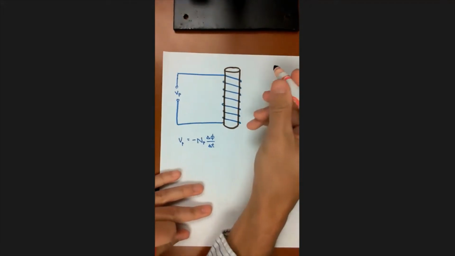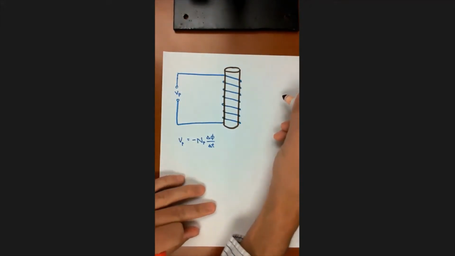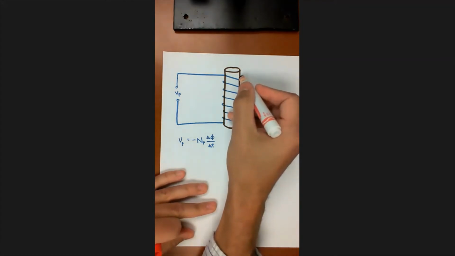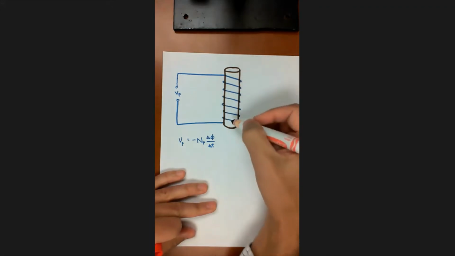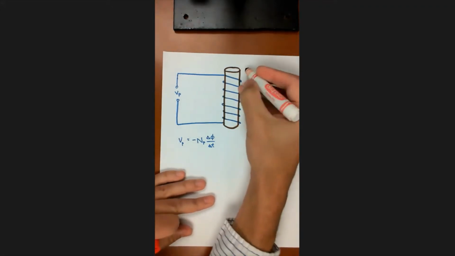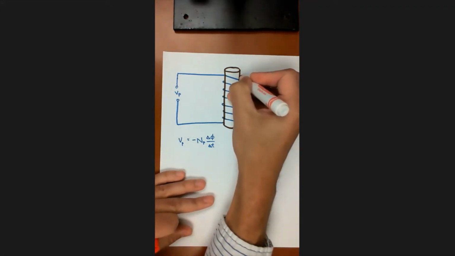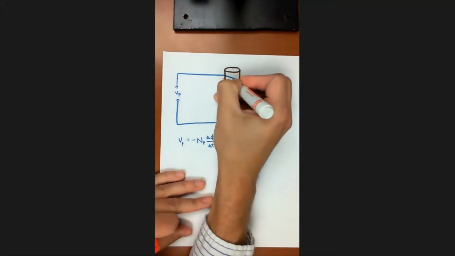All right. So I'm going to draw a second set of coils around this electromagnet. It's going to be the core of the transformer. All right, so I'm going to draw it kind of like this.